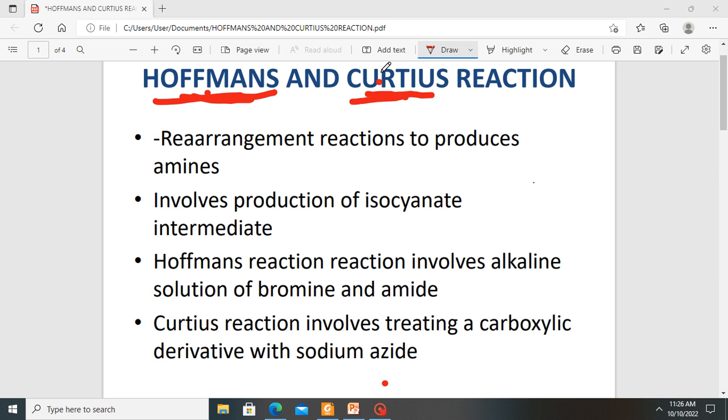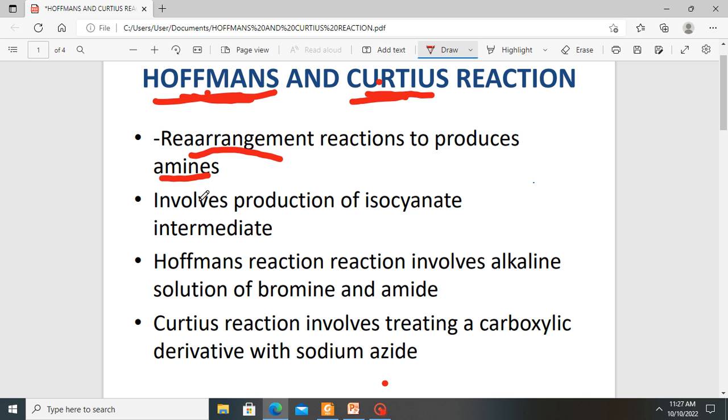These two reactions are rearrangement reactions because they involve intramolecular redistribution of atoms to produce different compounds. We are going to look at the mechanisms involved in each of these two reactions in the next slides. So these are the key differences and similarities between them. The two reactions, as we said earlier, are all rearrangement reactions, which produce amines.